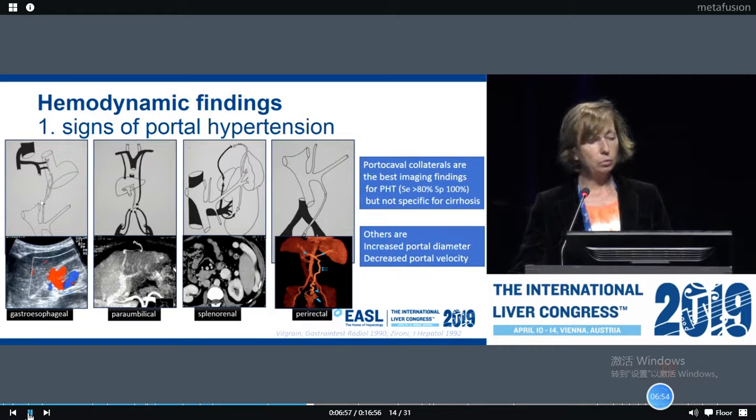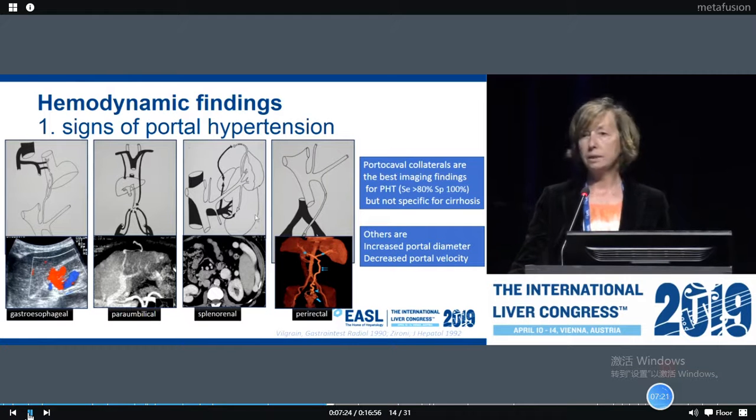Here the drawing represents the portal venous system in white and the caval system, and we can see here the collaterals that are very well seen on ultrasound. The second one is the paraumbilical, with again the portal vein and the left branch of the portal vein draining to the paraumbilical vein, extremely well seen on ultrasound, but here on contrast-enhanced CT.